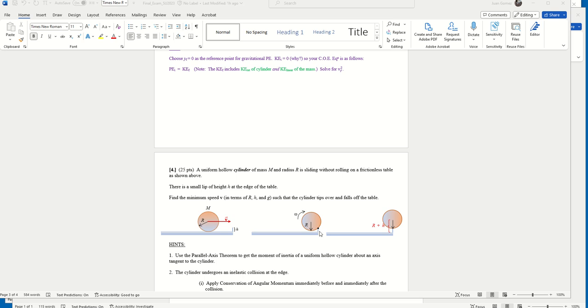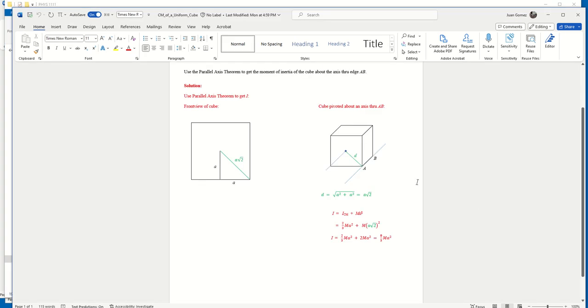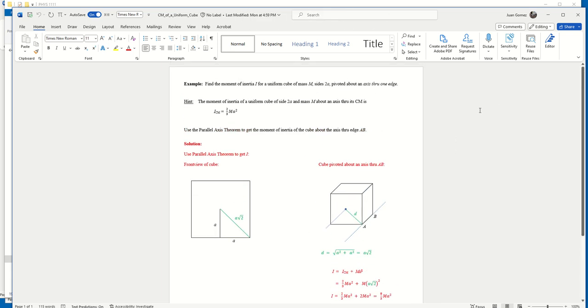So here, it's a uniform hollow cylinder rotating about an axis tangent to the surface of the cylinder. So you want to use the parallel axis theorem, where it's ICM plus MD squared. Anyway, that's the geometry. That's what's going on with the cube. All right, let me go ahead and pause this. But again, that's the idea.